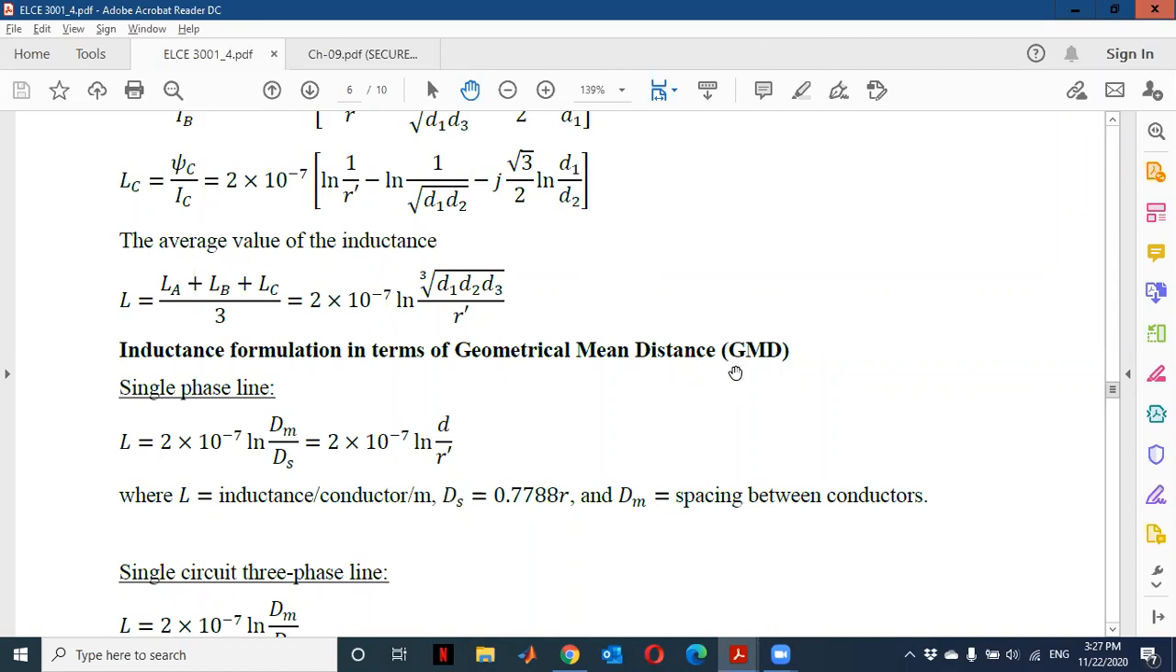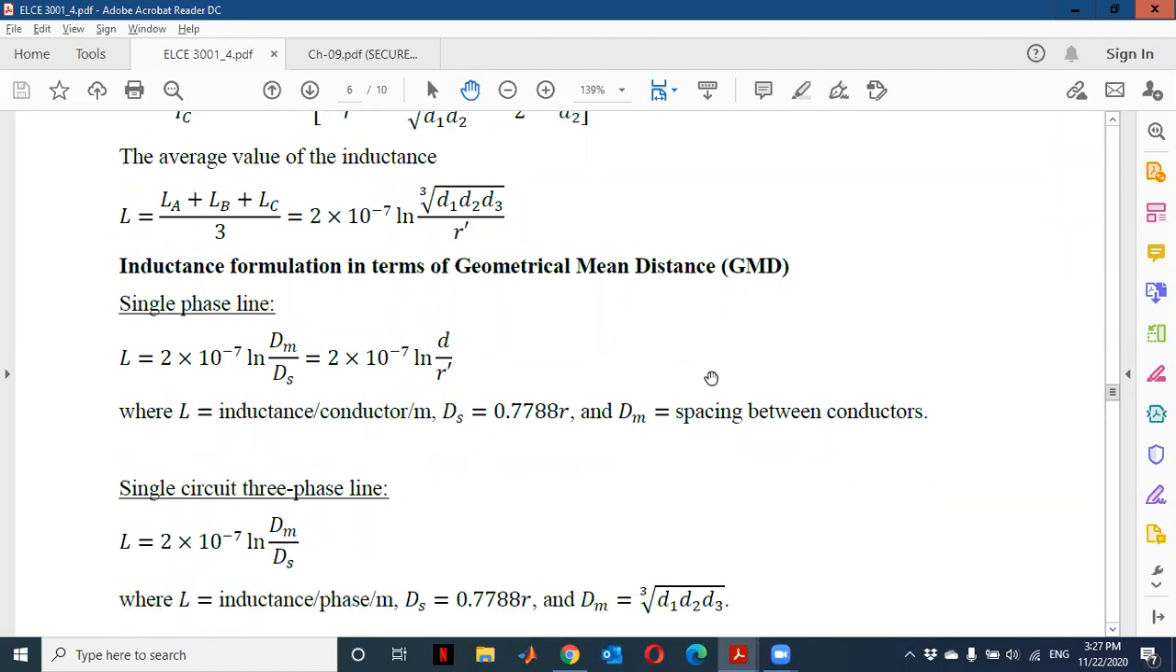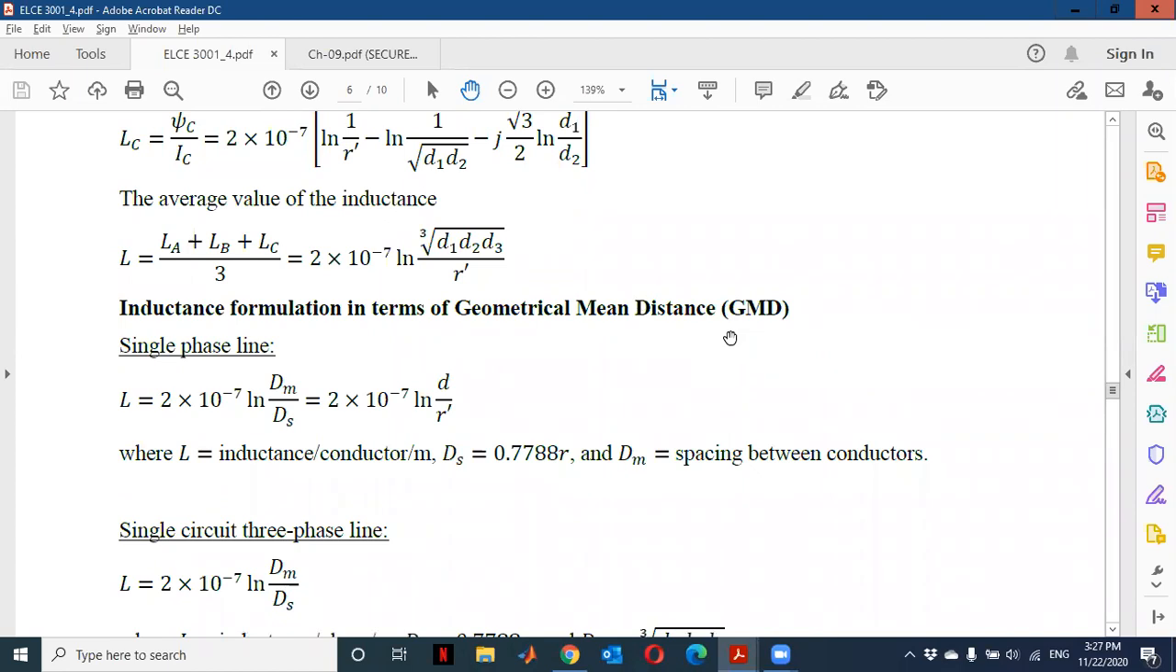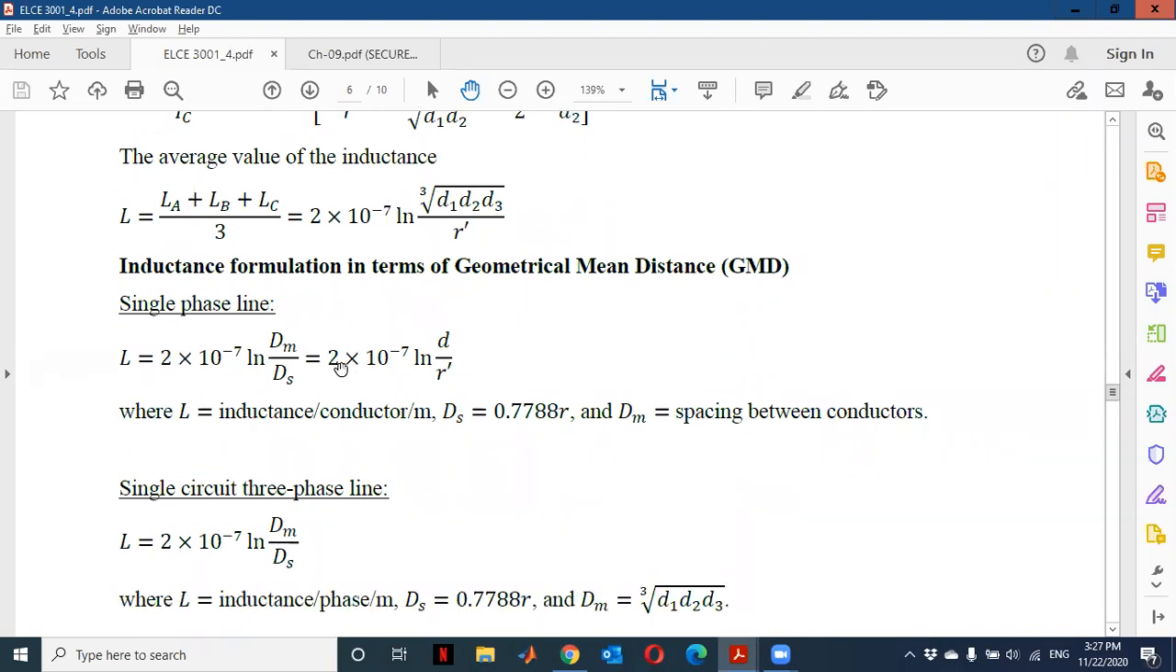Okay, so in GMD, if we have a single phase line, we have this equation: 2 times 10 minus 7 ln d over r dash. In a single phase line, it is almost the same equation, or we will have dm over ds, where dm equals d, which is the spacing between conductors, and ds equals r dash, which is 0.7788 r. This is if we have a single phase line.